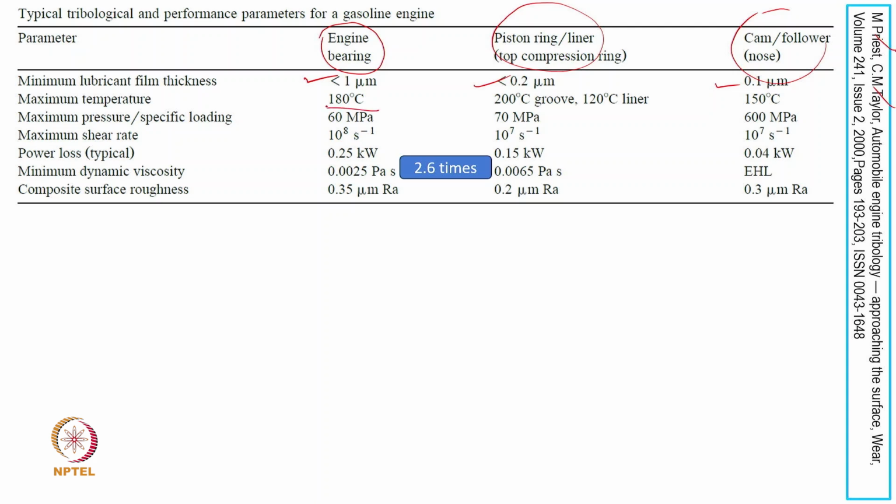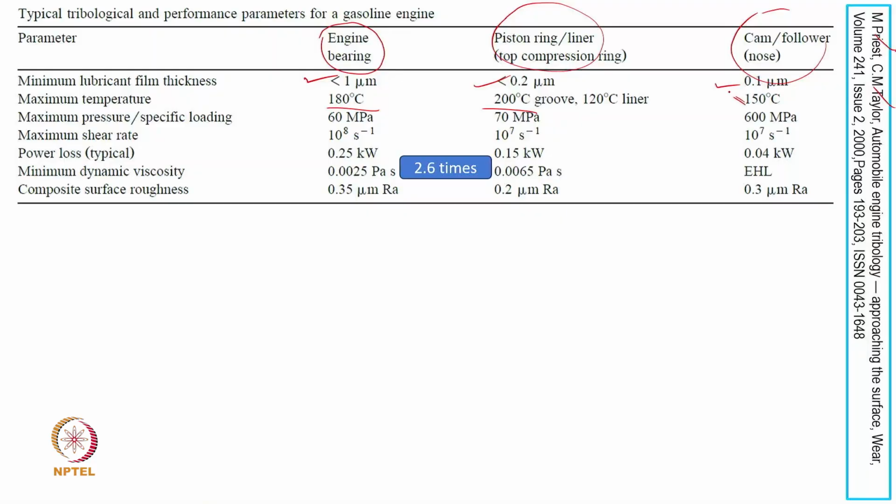The maximum temperature which an engine bearing experiences is 180 degrees. That means again the conditions are on the severe side. Then coming to the piston ring and liner interface, it will be 120 degrees, and within the groove where these rings are placed it is around 200 degrees. Cam and follower contact temperature may be 150 degrees. Coming to the specific load, or more specifically the maximum pressure, it is 60 megapascal for the bearing, 70 megapascal for the piston ring, while the cam and follower is 600 megapascal.